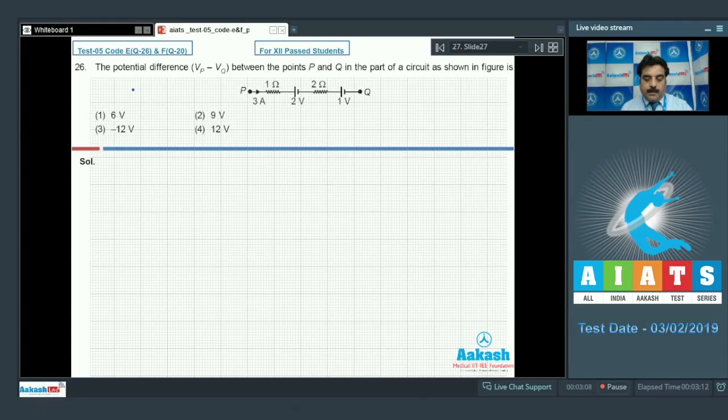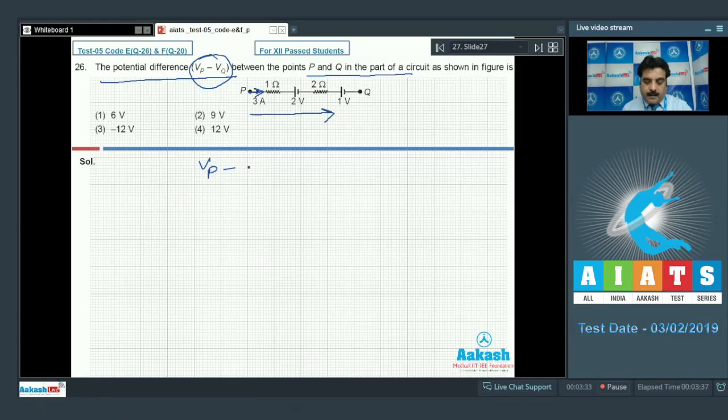In problem number 26, we need the potential difference between P and Q. P and Q is a part of the circuit as shown in the figure. In this question, we will use Kirchhoff's law, and I am going to consider my mental direction as P to Q, and the direction of current also along P to Q. So we'll use the proper sign convention.